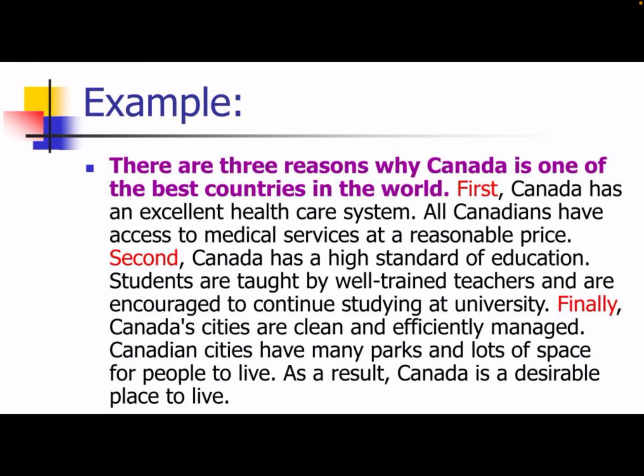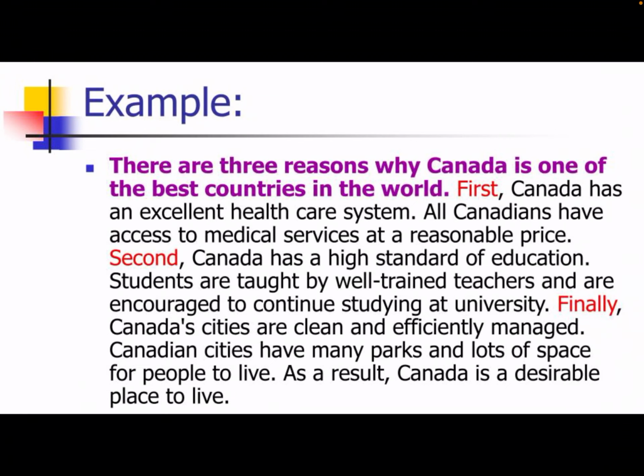Finally, here comes our conclusion. Finally, Canada's cities are clean and efficiently managed. Canadian cities have many parks and lots of space for people to live. As a result, Canada is a desirable place to live.